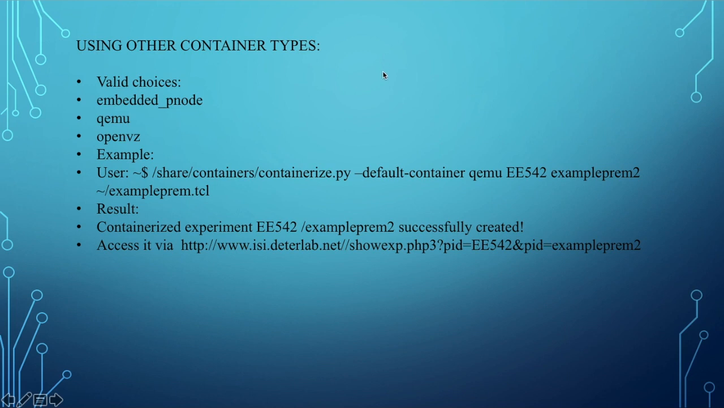So the next step is we need to find out what the different container types present are. There is something called embedded pnode, QEMU, OpenVZ, and these are the examples that we can do. And this is the command that we run, and this is the output that we get for the default container, called QEMU.